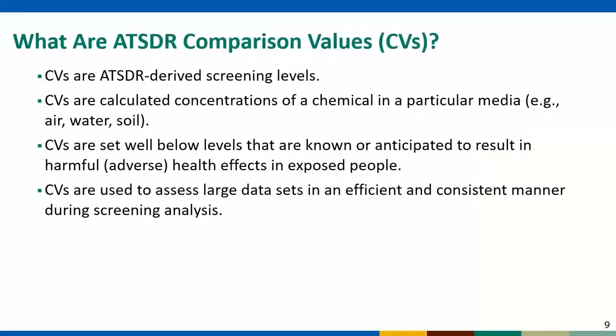ATSDR-derived screening levels are called comparison values and are also known as CVs. ATSDR CVs are concentrations of a chemical in a particular media, such as water, air, or soil, that are unlikely to cause harmful or adverse health effects in exposed people. CVs are set well below levels that are known or anticipated to result in harmful health effects. And they do help us assess large sets of data in a very efficient and consistent manner.